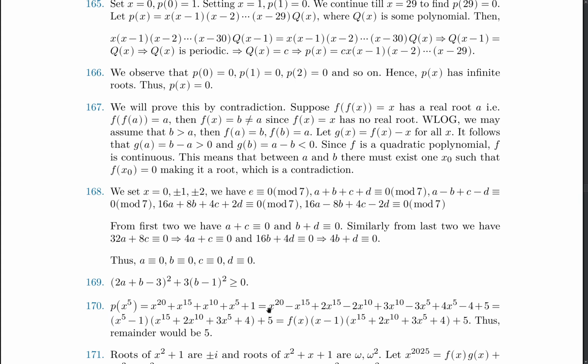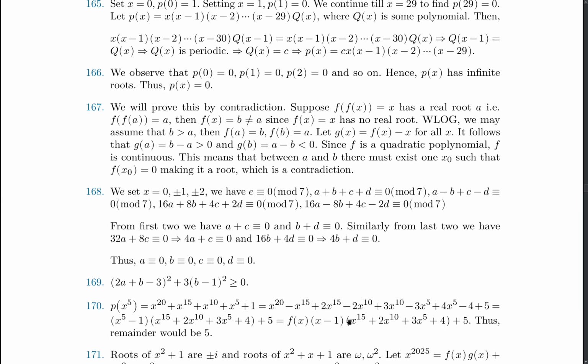So what we do here is we rewrite this: we add minus x to the power 5, and x to the power 15 becomes 2, and then for x to the power 10 we have minus 2x to the power 10, and then it becomes 3x to the power 10, and so on. And once we have this, it is the product of x to the power 5 minus 1 into x to the power 15 plus 2x to the power 10 plus 3x to the power 5 plus 4, plus 5. And then that is equal to p of x into x minus 1.